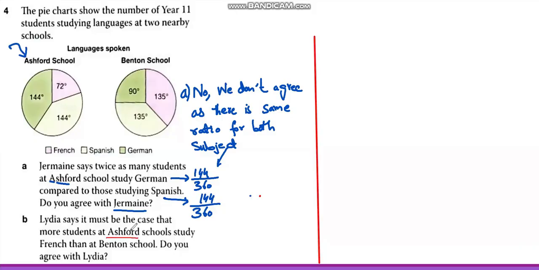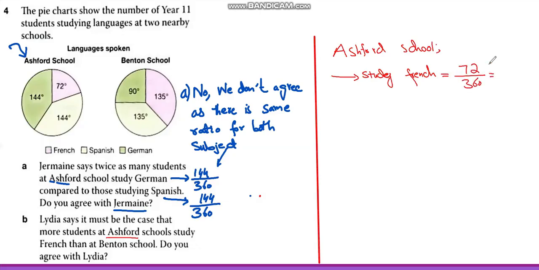If there was a bar chart, then we could easily observe which chart is showing more students for a particular subject. But here we cannot review until we observe the ratio. So first of all, we will see what ratio of the students are studying French in different schools. We will take the case of Ashford School first. In Ashford School, the ratio of the students who study French is 72 over 360. If we simplify this ratio, it becomes 1/5.